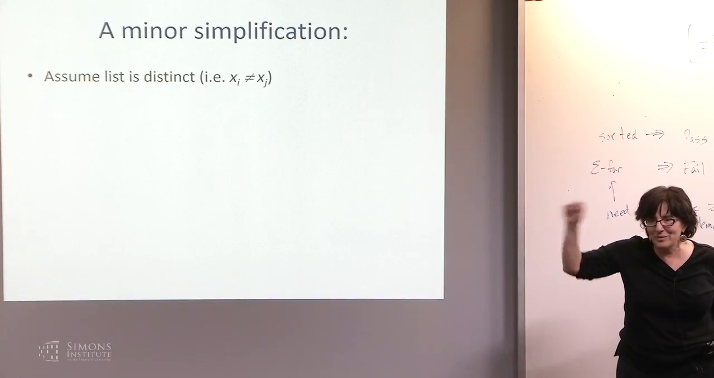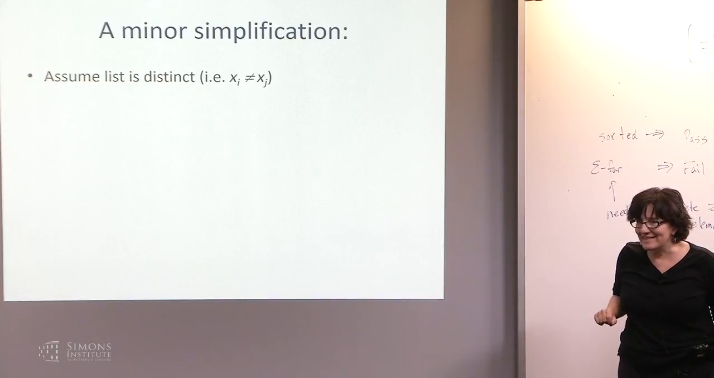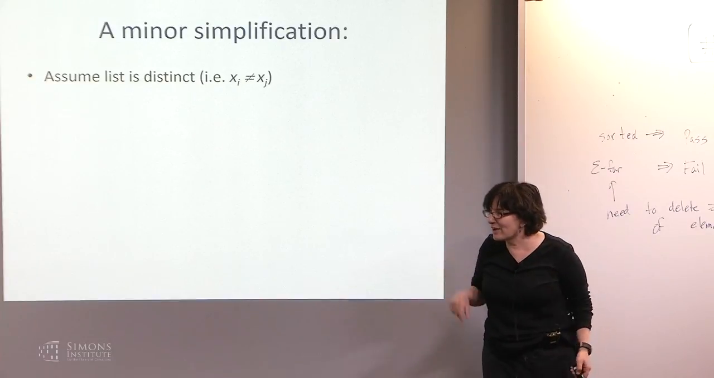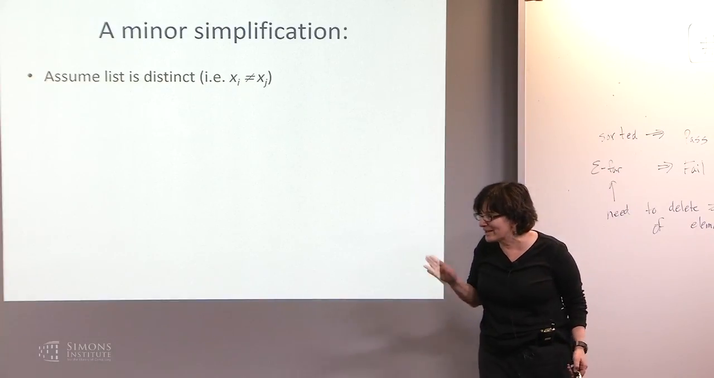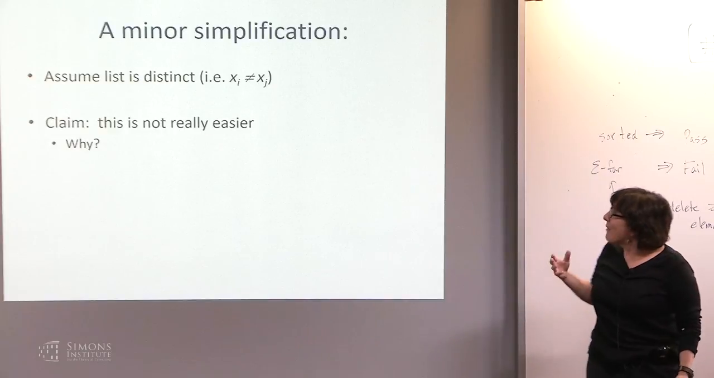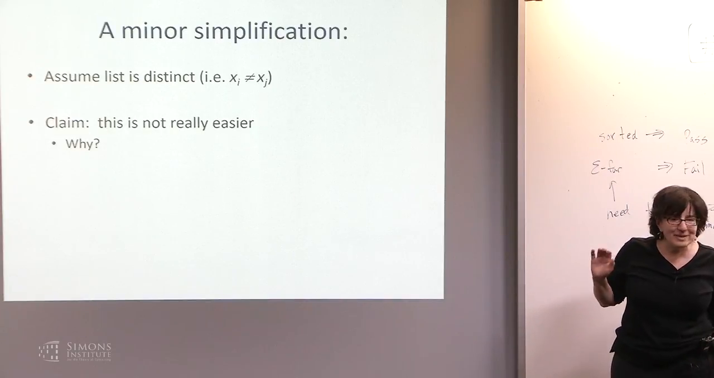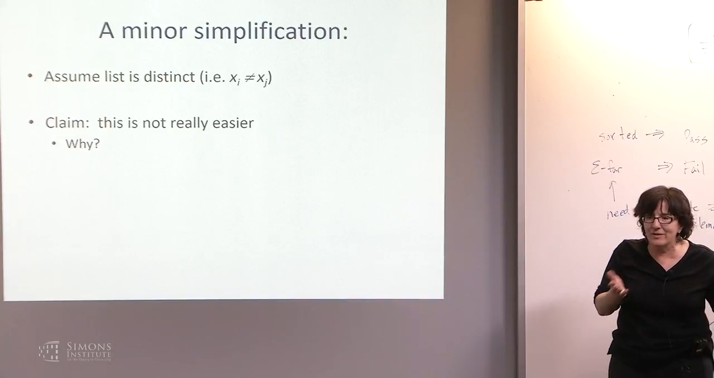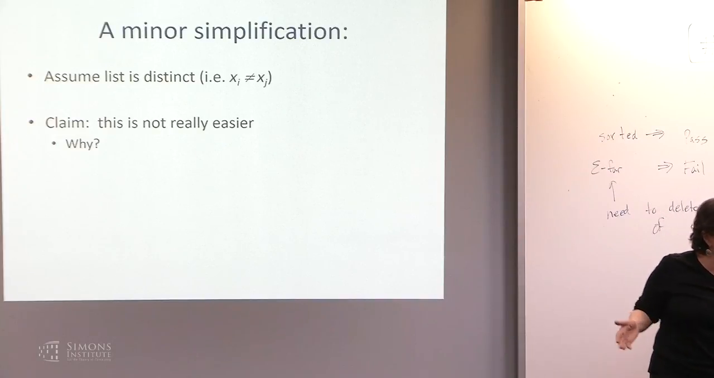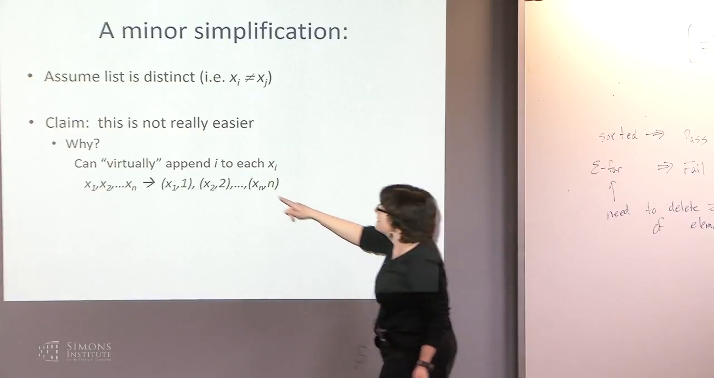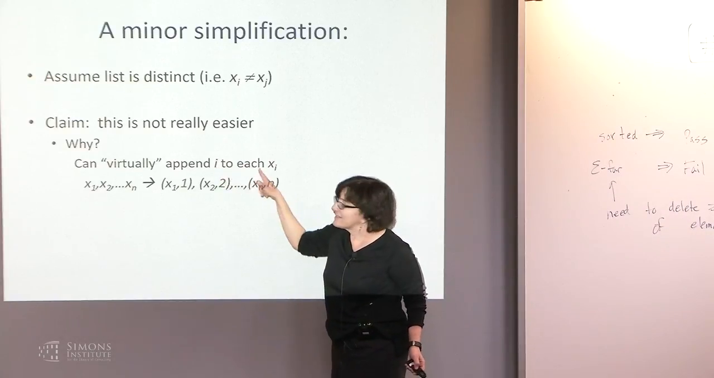because this is something Dick Karp taught me that you can assume in the 1980s. It's an old trick that you taught me in the context of parallel computing. But why can I assume the list is distinct? Because I want to claim this is not really an easier problem. The fact that I could have had repetitions of numbers doesn't really make things easier because I could have virtually appended the index i to each x sub i.